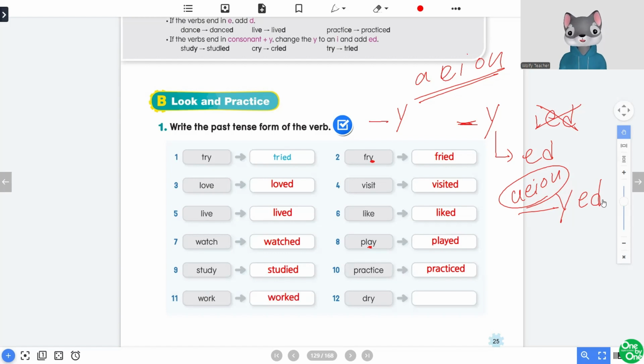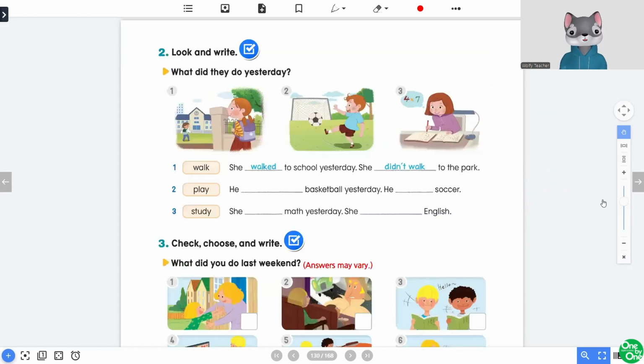Worked. Dry. In front of the Y, there is a consonant, so what would there be? Fantastic. Erase the Y and put an IED at the end. Dried. Fantastic. Well done. Let's go to the next page. On the next page, what did they do yesterday? Well, we're going to go over the answers together. Look at the pictures carefully.